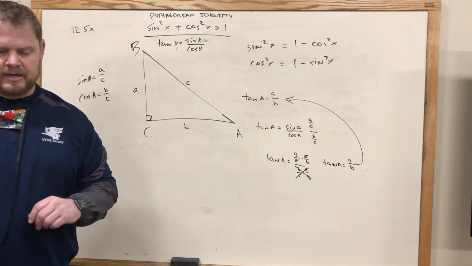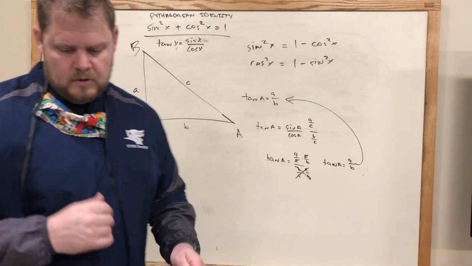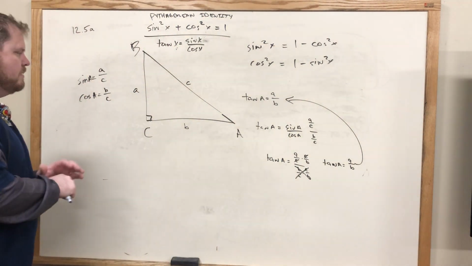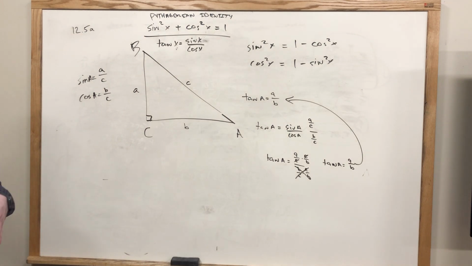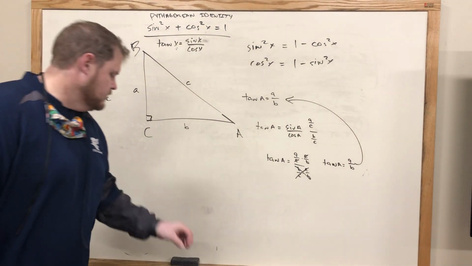Sine x over cosine x. Good. Now, let's do three more reciprocal trig identities, or trig ratios. And here's what they are.